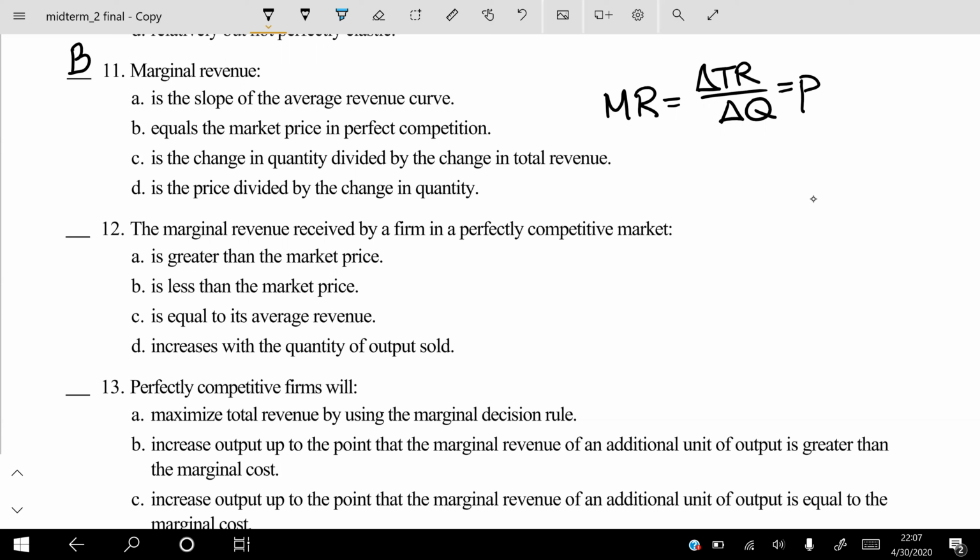The marginal revenue received by a firm in a perfectly competitive market is greater than the market price, less than the market price, equal to the average revenue, increases with the quantity of output sold. So let's see. For this one, it is equal to its average revenue. Again, it's just more definitions.